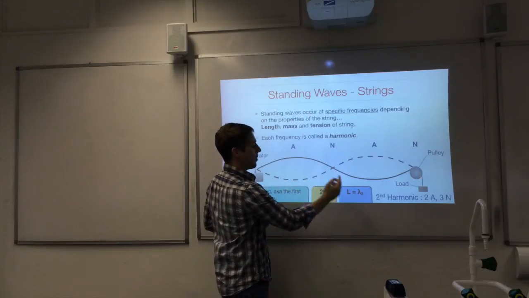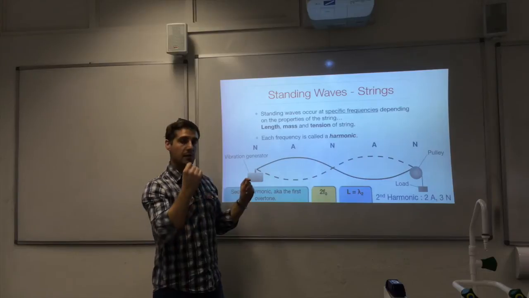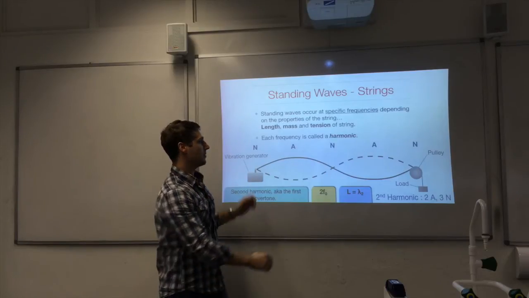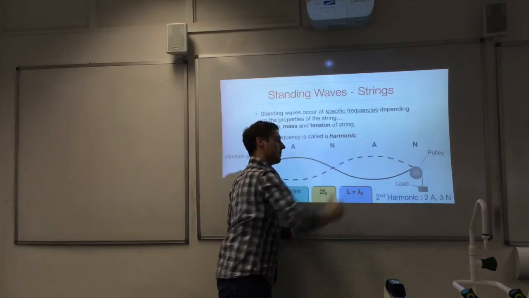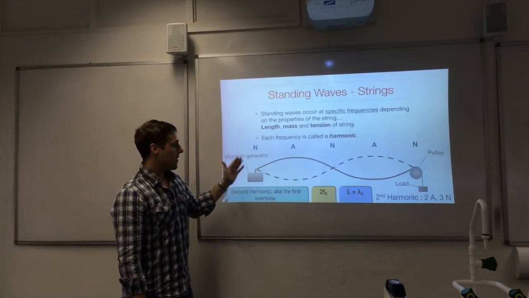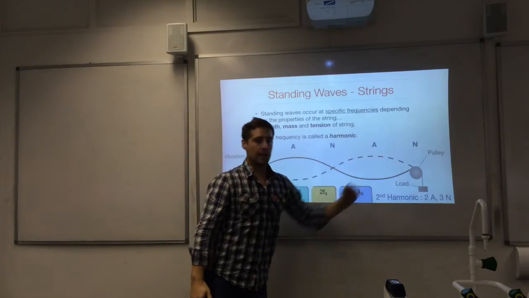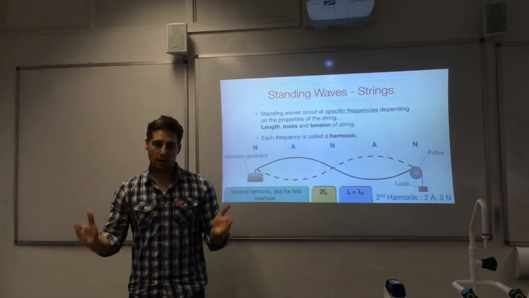And we have 2 antinodes, 3 nodes. We gained another node and another antinode. So we only had node, antinode, node last time. We now have an antinode and node added on. And that means this length is a half plus a half. So we've got a full wavelength there.